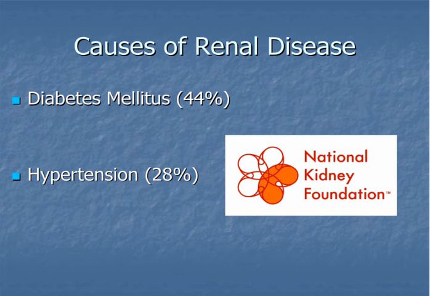Okay, according to your textbook, diabetes mellitus and hypertension are the top two causes of renal disease nationwide. In particular, diabetes mellitus is very prevalent here in Hawaii and is responsible for a large proportion of the people that are on dialysis or on the waiting list for getting kidney transplants.